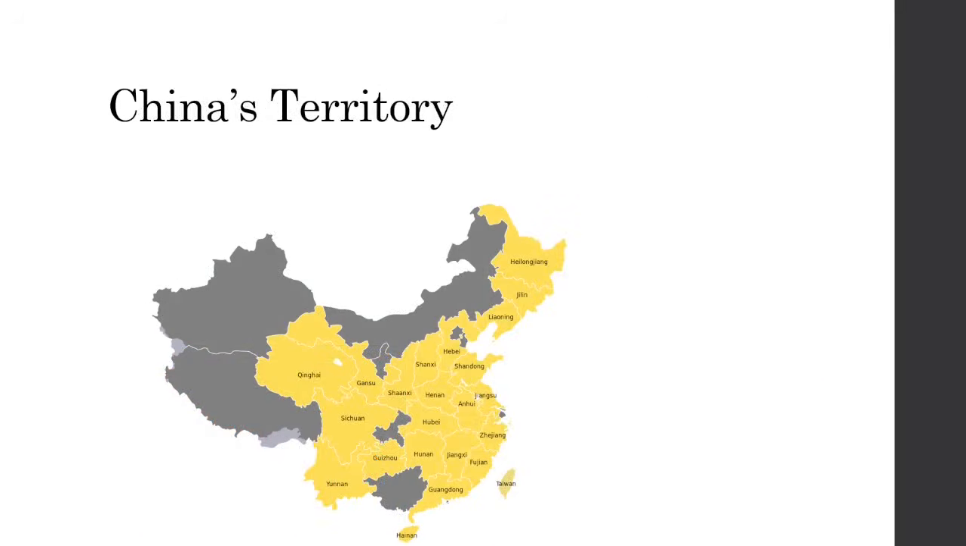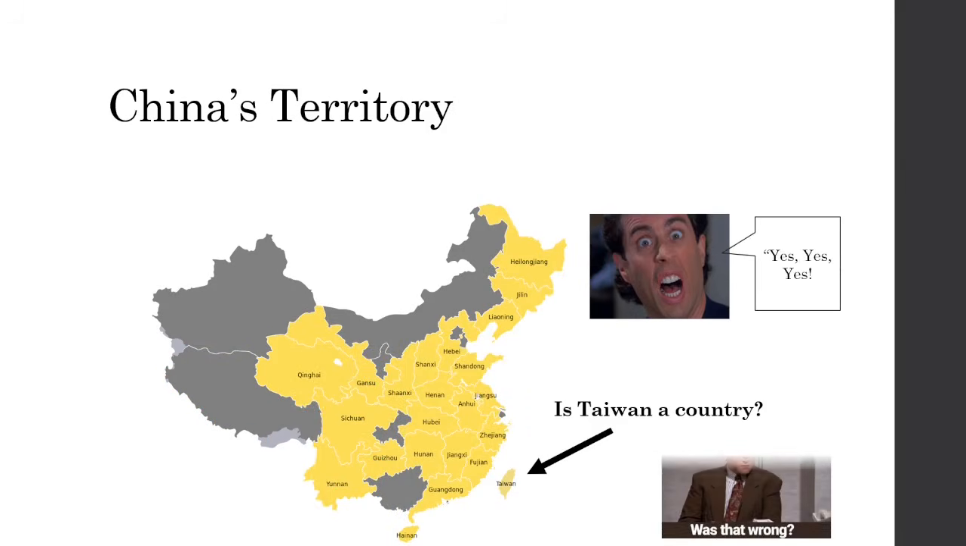All right, let's look at China's territory, for example. That's Taiwan. Is Taiwan a country? Jerry Seinfeld says yes. George says it's wrong. Because in AP World and in the United Nations and a lot of other people around the world, Taiwan is not a country because it lacks certain characteristics that countries have.